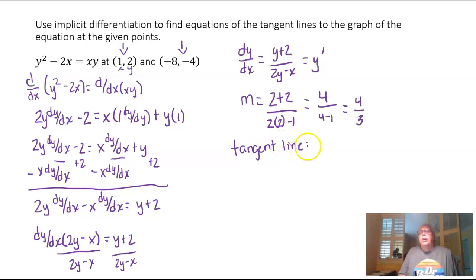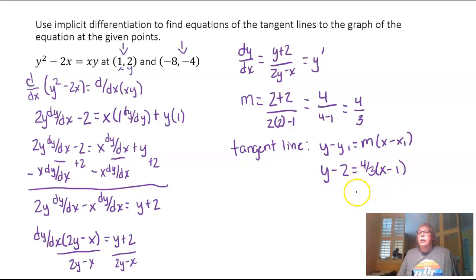I'm going to use my point-slope form, which is y minus y1 is equal to m times x minus x1. Alright, and y we already know, we said that was 2. The slope we just found to be 4/3. And then x1 we know is 1. And then I'm just going to clean this up a little bit so that it's in y equals mx plus b form. So we have y minus 2 is equal to 4/3 times x minus 4/3.